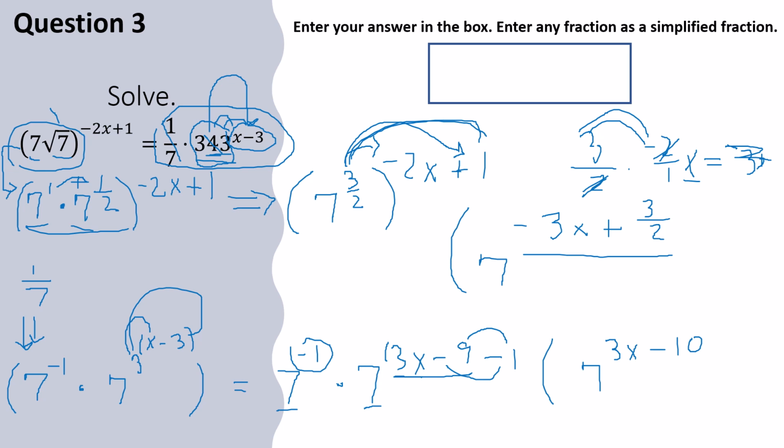This is the right-hand side. We have the same base. So we can drop that base and just write this equation. Negative 3x, this part right here, negative 3, the exponent, negative 3x plus 3 halves.